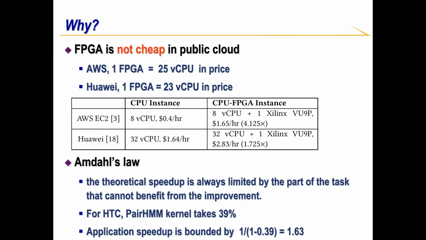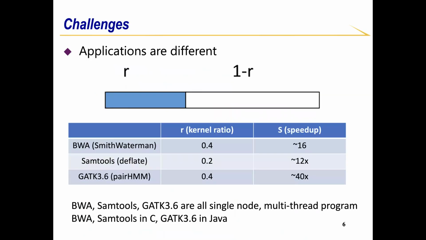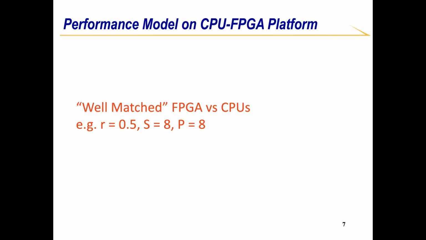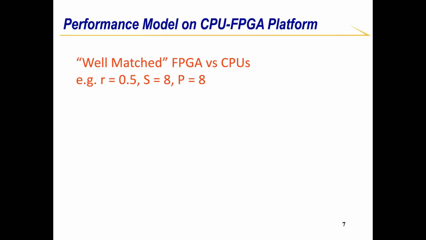In this case, the CPU FPGA instance is priced at 4x more than pure CPU instances, and what users pay for FPGA does not bring throughput improvements in return. And this applies to different applications where the accelerated portion ratios are different and the accelerator speedups are different. In order to model and optimize the cost when deploying FPGA accelerators, we summarize 3 cases in CPU FPGA platform.